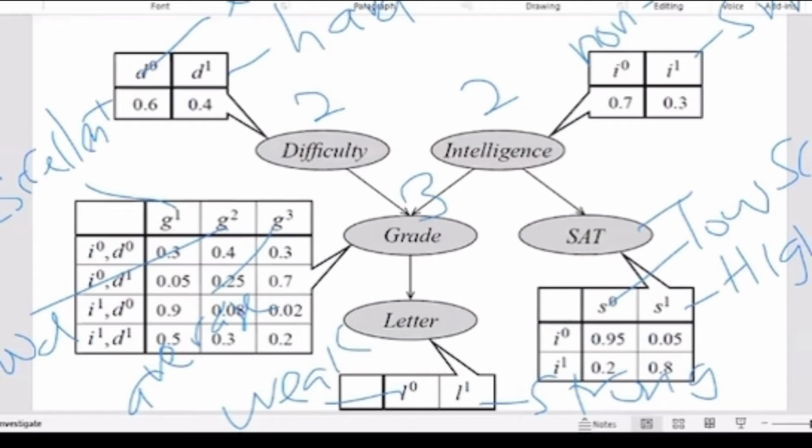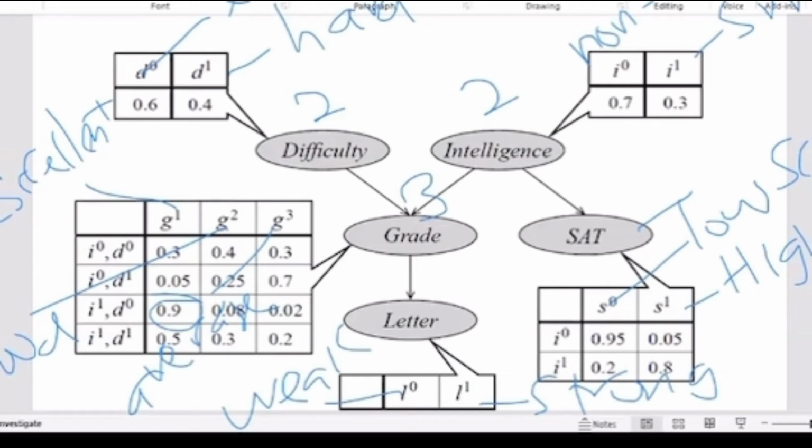Okay, 90%. What we're trying to say is, what is I1? Intelligent students. What is D0? Easy, which means an intelligent student in an easy class. 90% of the time is going to score an excellent score. Let's reason: an intelligent student in an easy class, 90% of the time, is going to have an excellent grade.